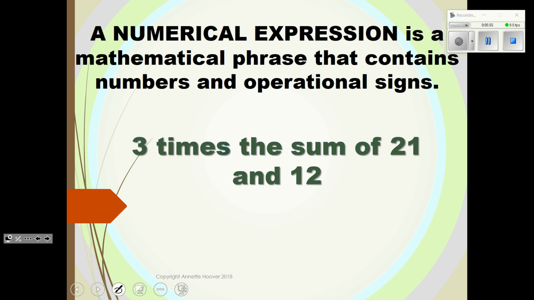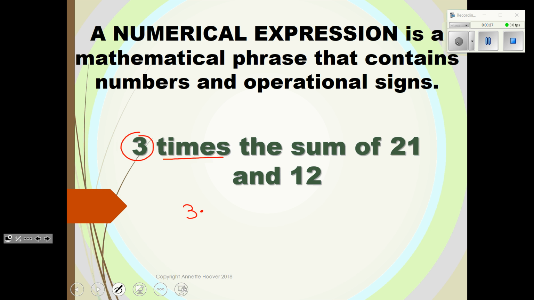So if we read 3 times the sum of 21 and 12, we're just going to start reading. We see a 3, so we're going to write 3 times, we're going to multiply. Now, this is the multiplication sign that you use when you're in elementary school, maybe 6th grade. But you need to begin to get rid of this sign. Kind of an in-between sign that we use is a dot. And maybe you've seen a dot like this. That means 3 times. Boy, that's messy, isn't it?